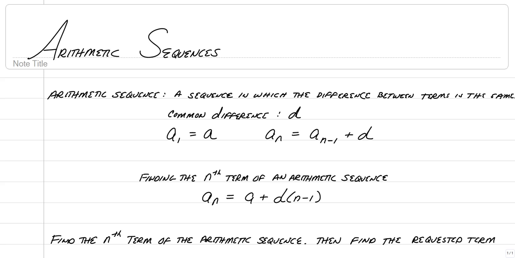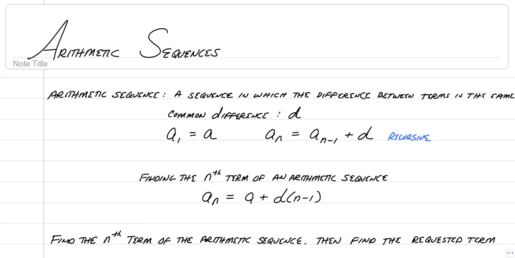But then we also have two different formulas. One formula is recursive, and that relies on the previous term. To write this as a recursive formula, you would just say A of n is equal to the previous term plus your difference.